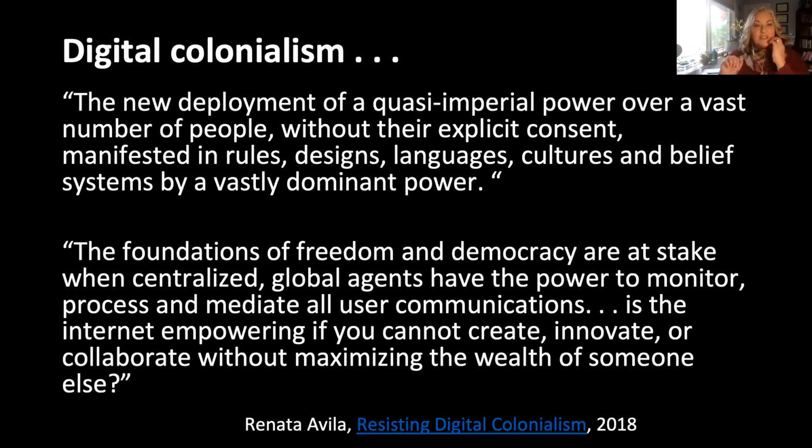So in these online spaces, because we lack a lot of law and policy to support our privacy, security, and our intellectual property, we are now experiencing what we call digital colonialism. This is the deployment of imperial power over a vast number of people without their consent. And those are the dominant powers in the intermediary companies that are managing our education alongside us at all times. We want to make sure that anyone who has access to the internet can create, innovate, or collaborate without maximizing the wealth of another person. And that means our organizations as well.